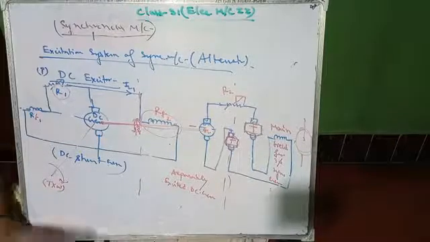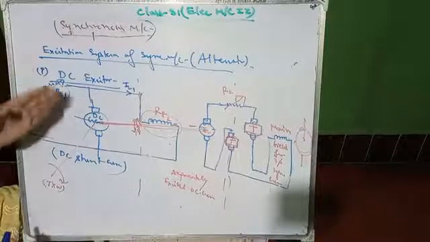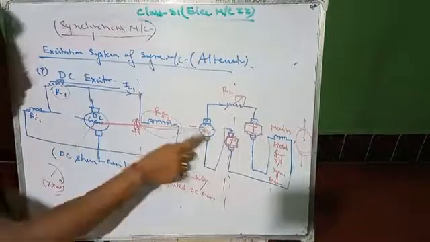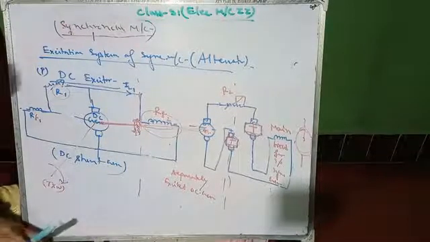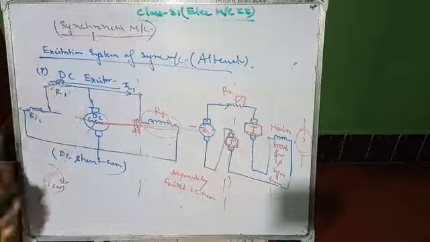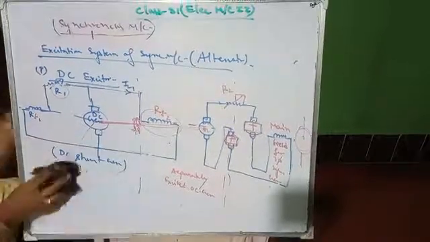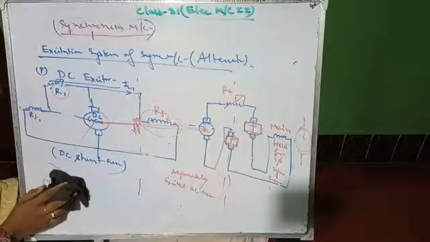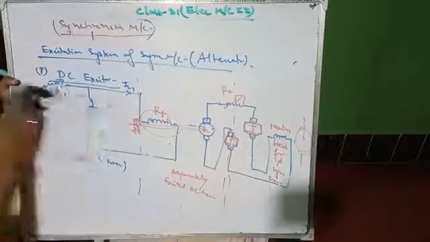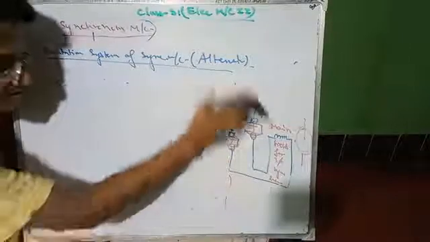Okay, so this is the excitation system for a synchronous machine, and this excitation system is a DC exciter, as there are two DC generators. Okay, so next one. This system is less efficient compared to other types. What is the reason? Because there is no feedback control system present.